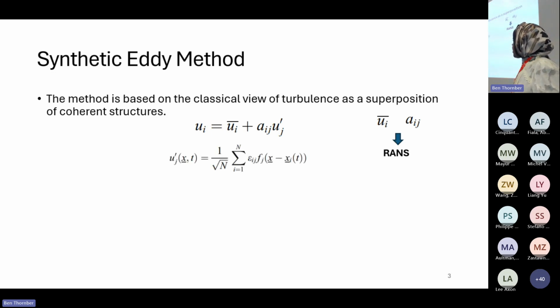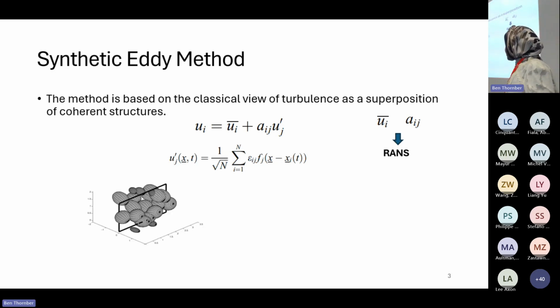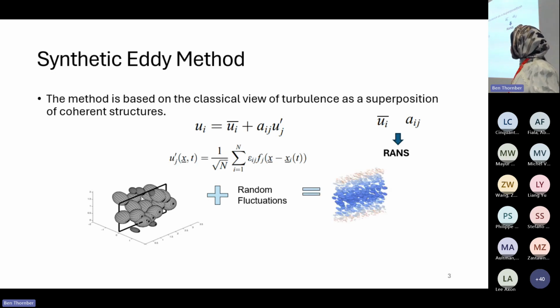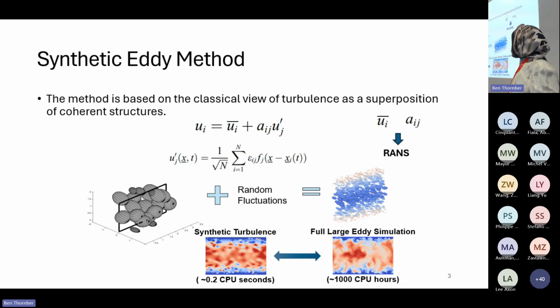That's basically related to superimposing a number of coherent structures at the inlet. So N eddies at the inlet are superimposed and then projected onto a_ij, which is the turbulence stresses coming from RANS, so that we can replicate the turbulence that we see in high fidelity simulations like LES. Here we are reducing the CPU time by 3 orders of magnitude.